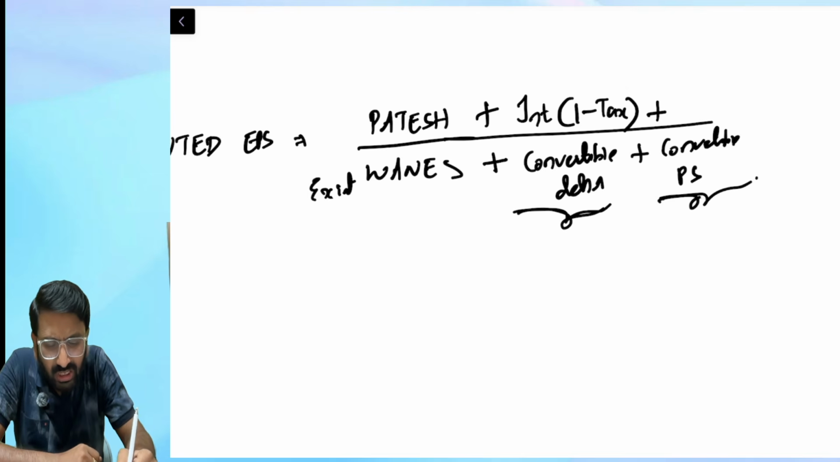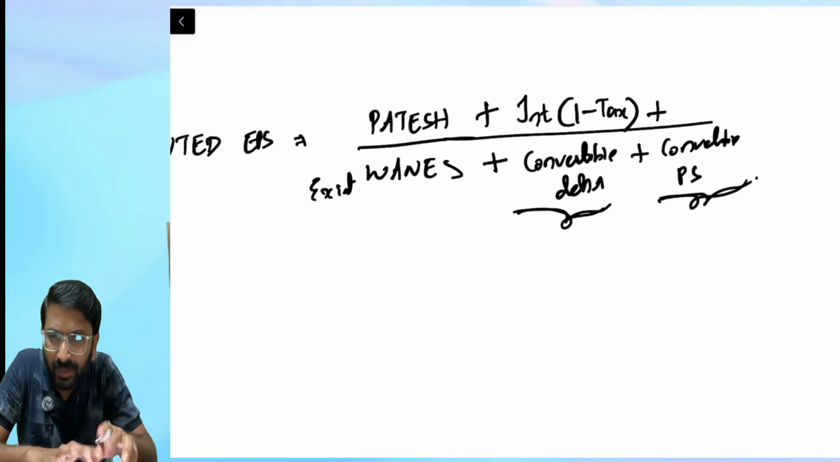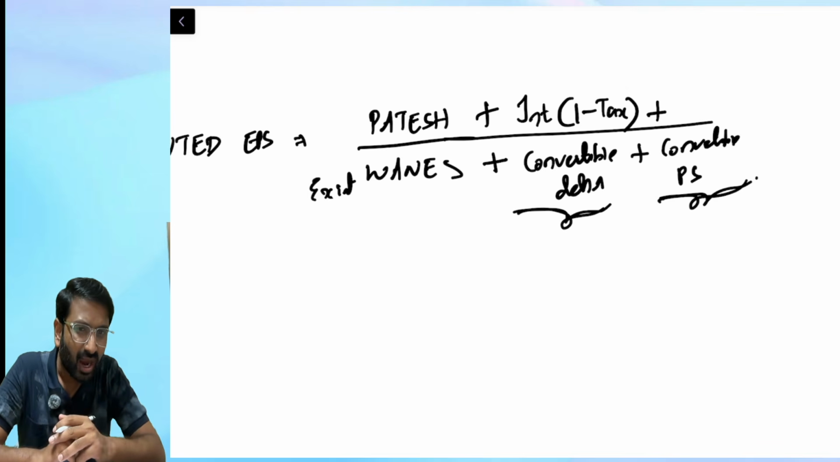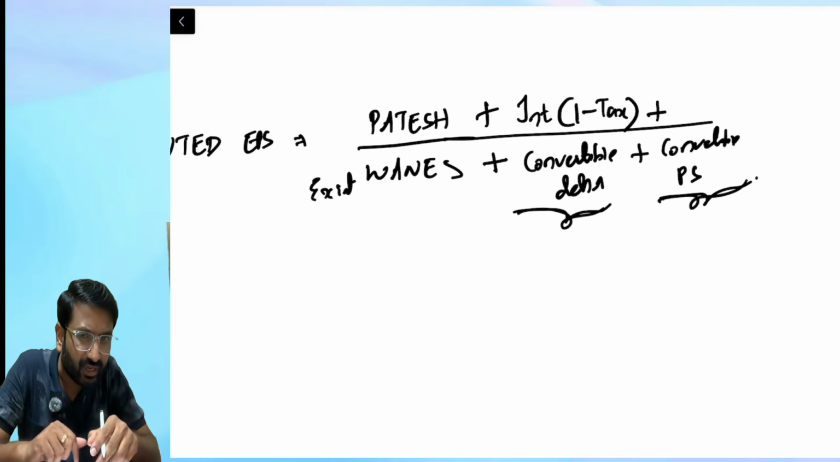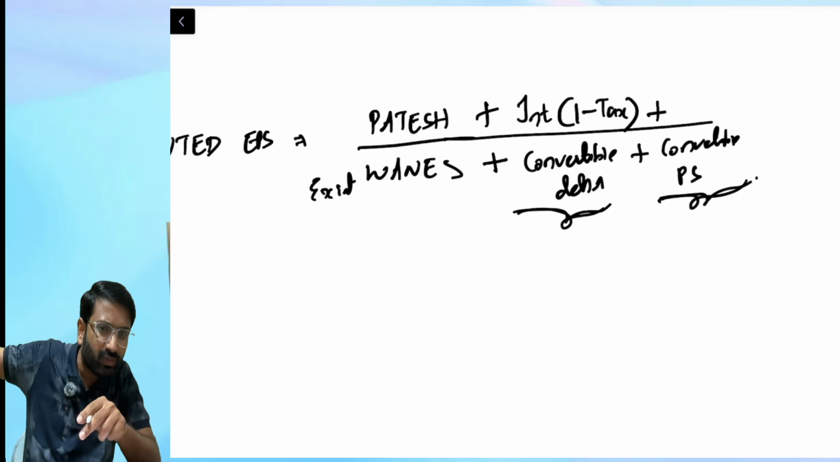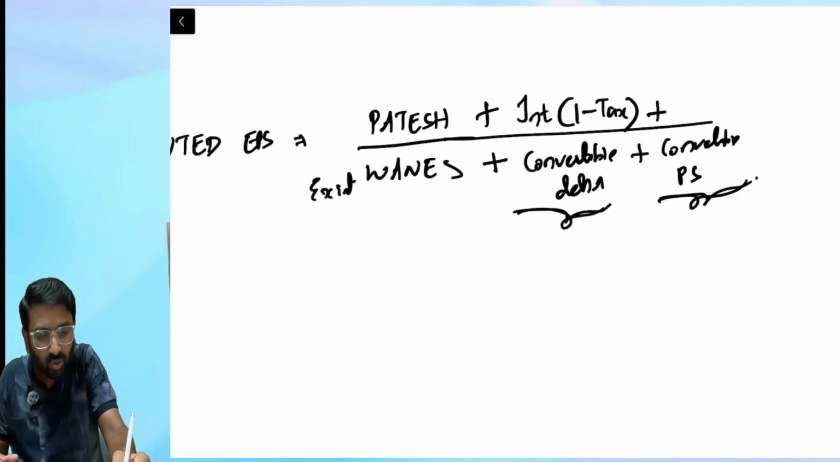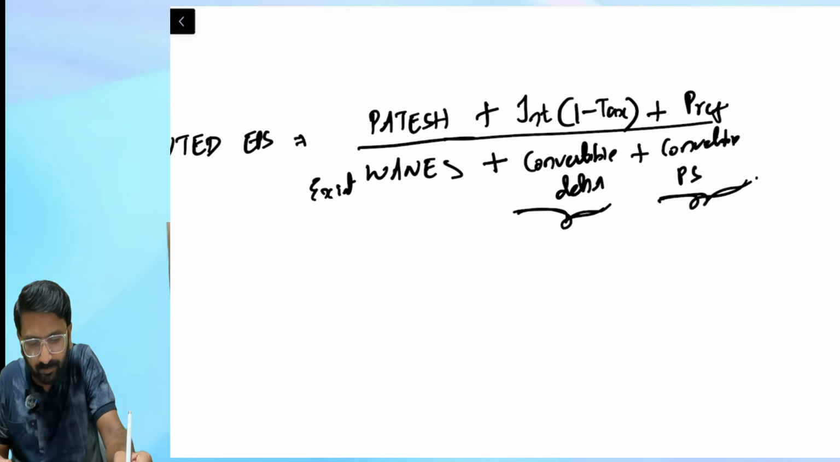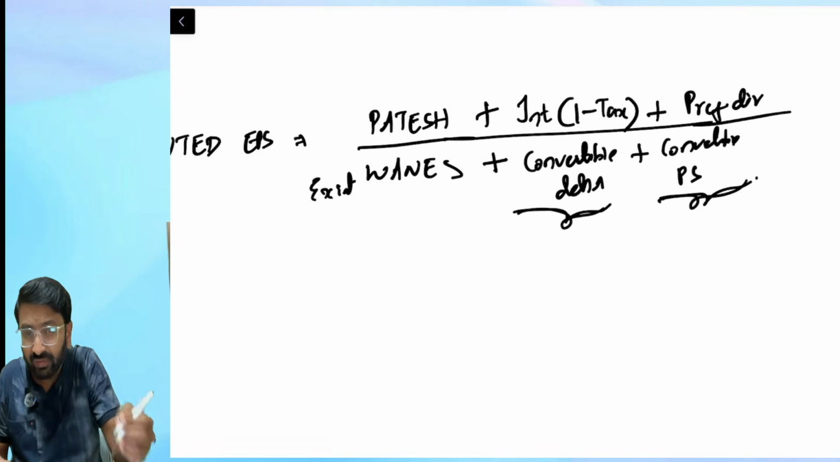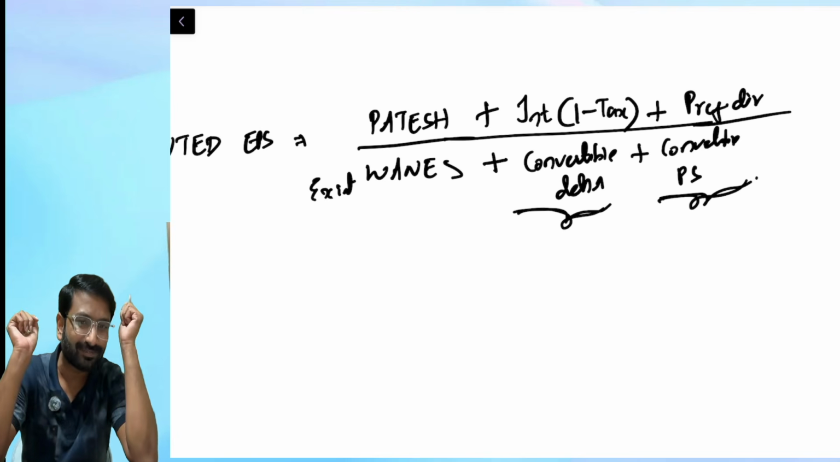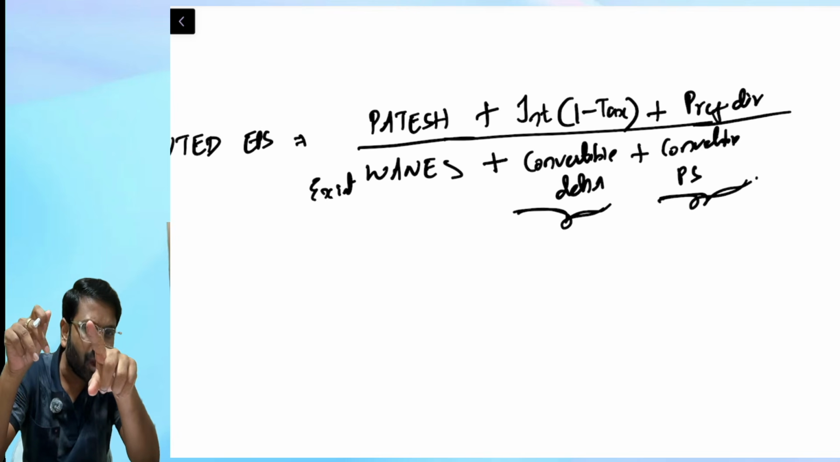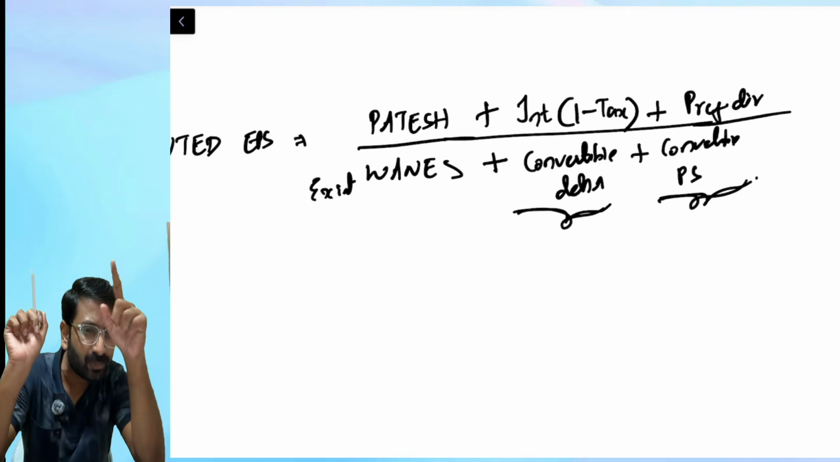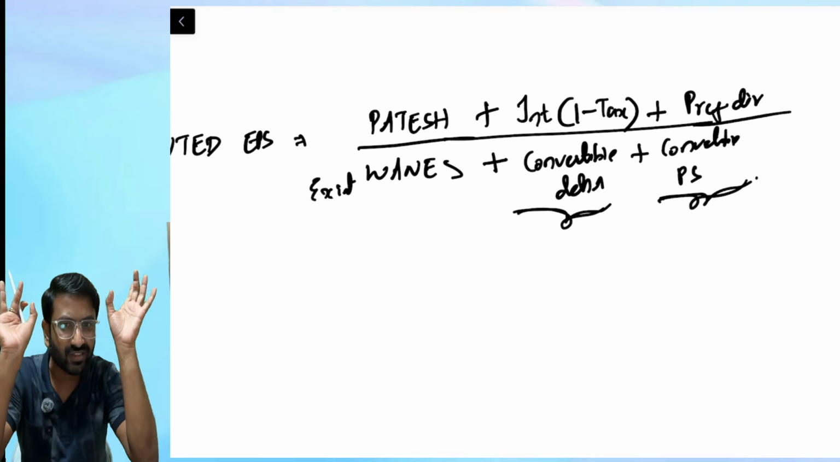If you're converting the preference shares, in the next year, you need not pay preference dividend. And when you need not pay preference dividend, your profit available to equity shareholders will go up. So preference dividend also I will add. But when I'm adding preference dividend, I should not take any tax impact, because preference dividend comes after the profit after tax. So tax impact should not be given. I hope all of you are understanding that.